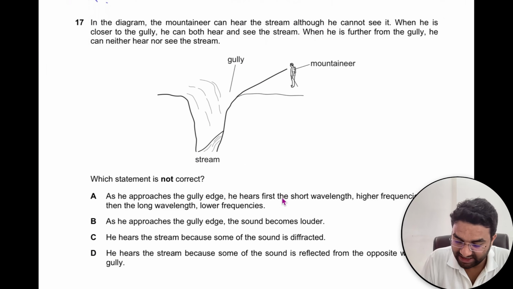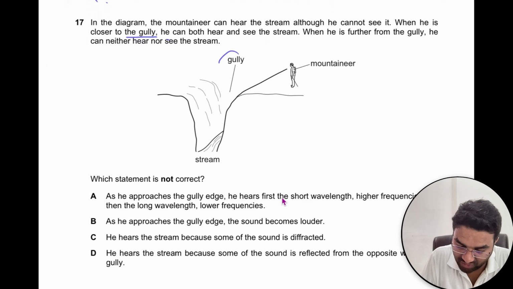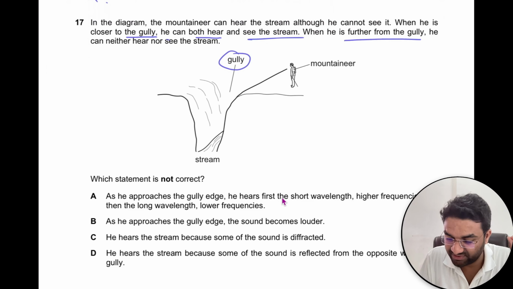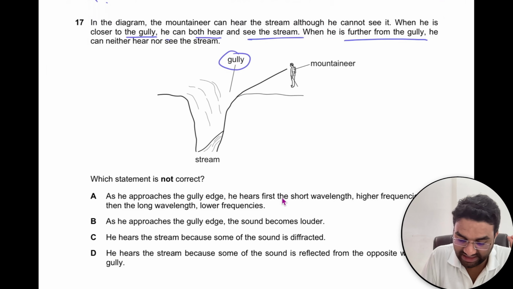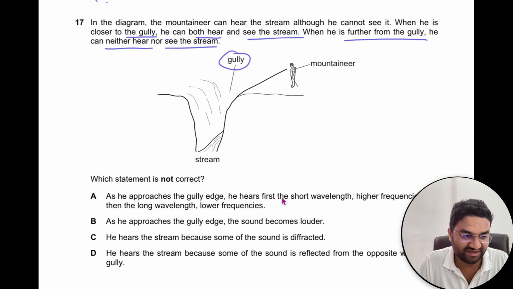Then in the diagram, the mountaineer can hear the stream although he cannot see. When he is close to the gully, here we have a gully, he can both hear and see the stream. When he is further from the gully, he can neither hear nor see the stream. So here we have three cases. One is basically the mountaineer's ability to hear and see the stream changes.